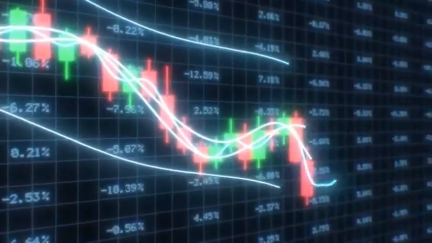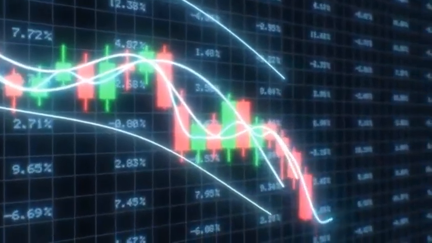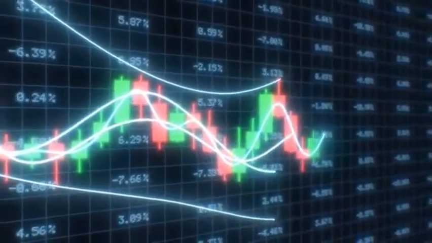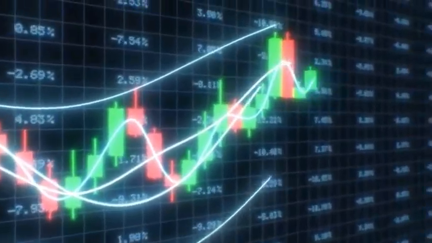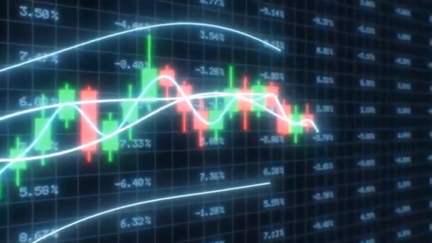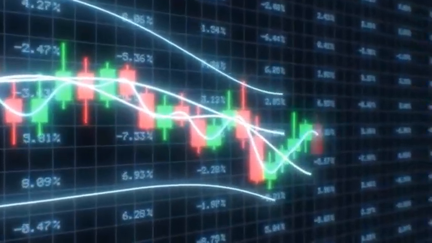Uptrend lines. In an uptrend, the X's form a series of higher highs, and you can draw a trend line along the bottoms of the X's. This will serve as your support level. If the price drops below this trend line, it could indicate a reversal.